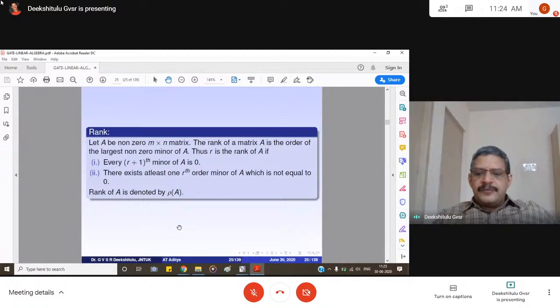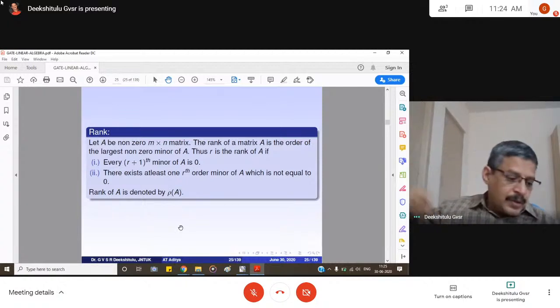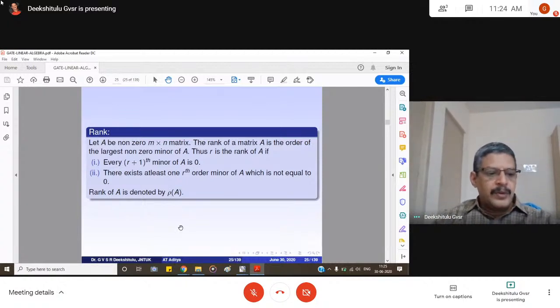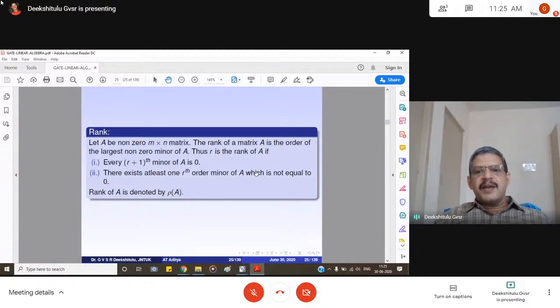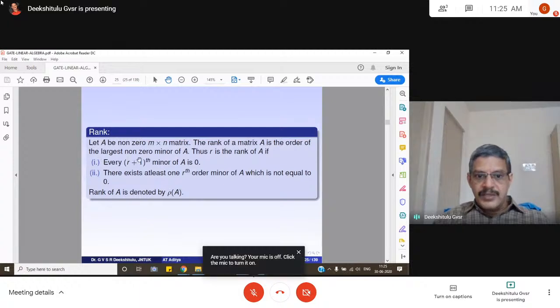So, what is the definition of rank of a matrix? Let A be a non-zero m by n matrix. The rank of a matrix A is the order of the largest non-zero minor of A. See, terms are very typical and tricky. Follow the terms. The rank of a matrix is the order of the largest non-zero minor.